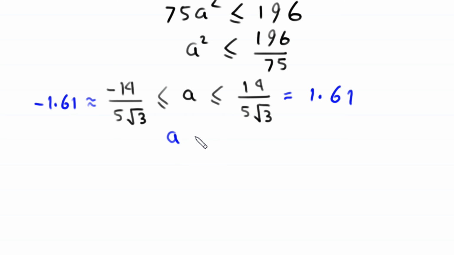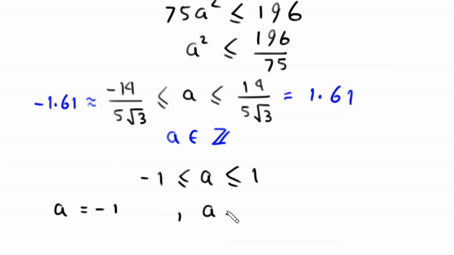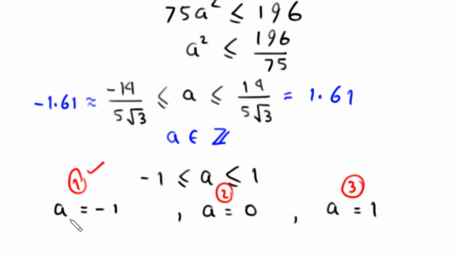Since a is an integer, this condition will become a must be less than or equal to 1 and a must be greater than or equal to negative 1. So a can only be equal to negative 1, 0, or 1. It means that we have three cases. This is case 1, this is case 2 and this is case 3. First we solve case 1 when a is equal to negative 1.